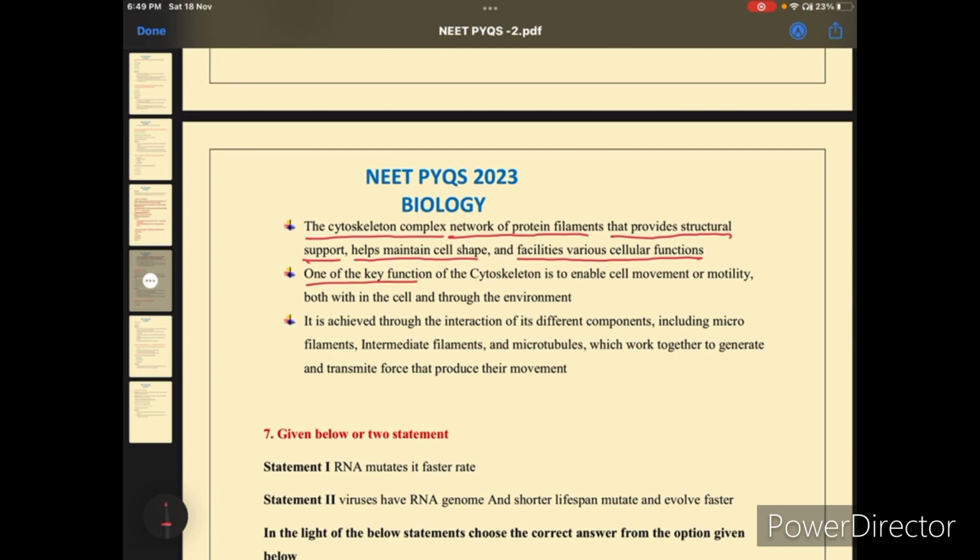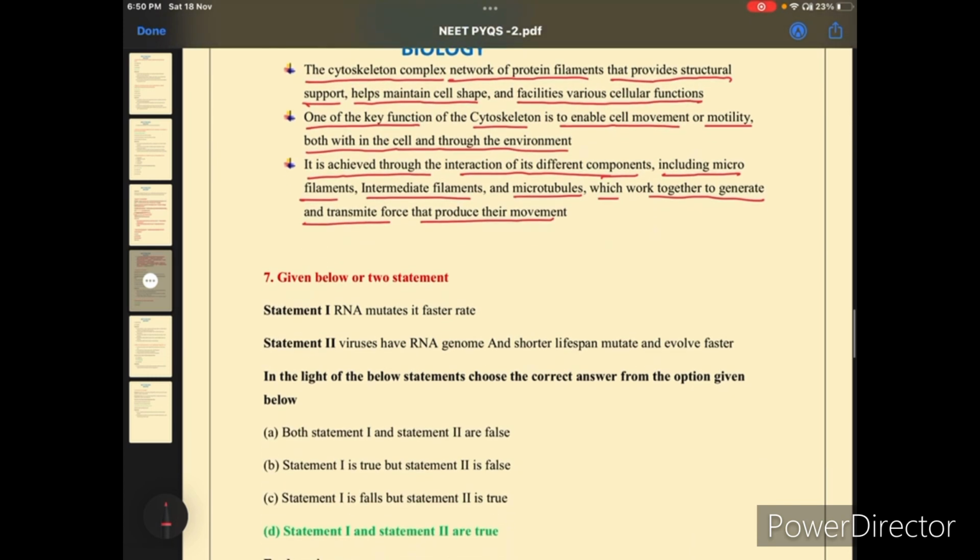One of the key functions of the cytoskeleton is cell movement or motility, both within the cell and through the environment. It is achieved through the interaction of different components, including microfilaments, intermediate filaments, and microtubules, which work together to generate and transmit force that produces movement.